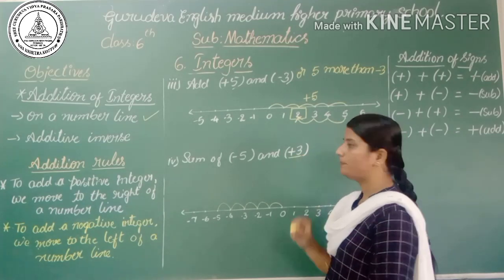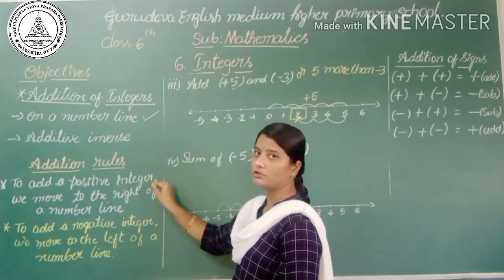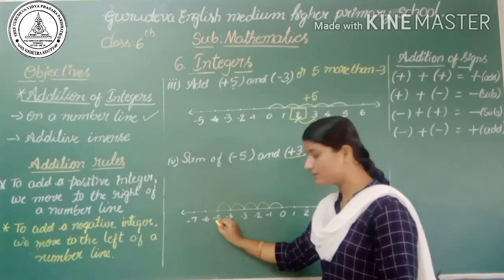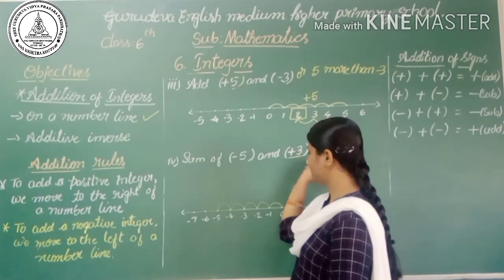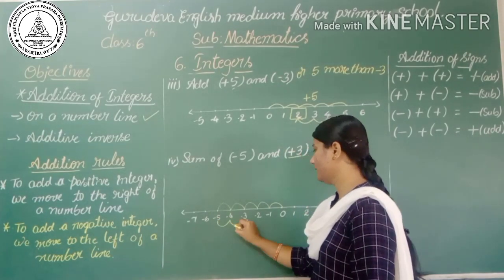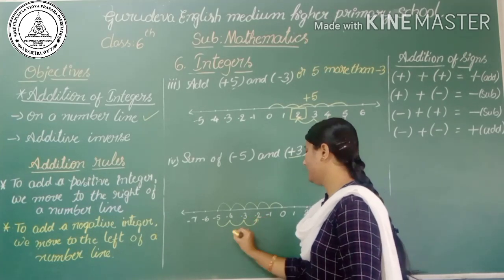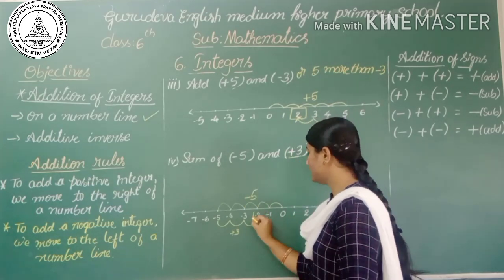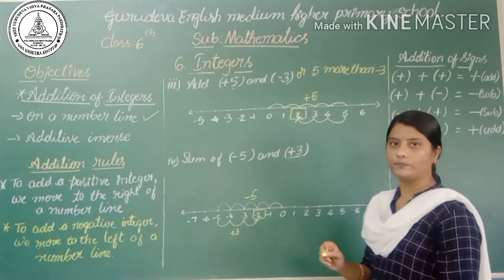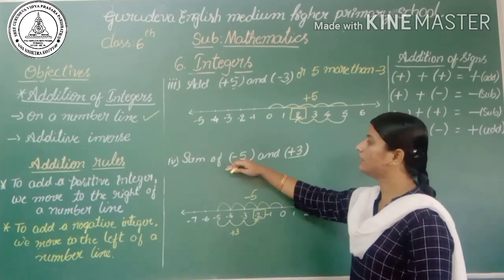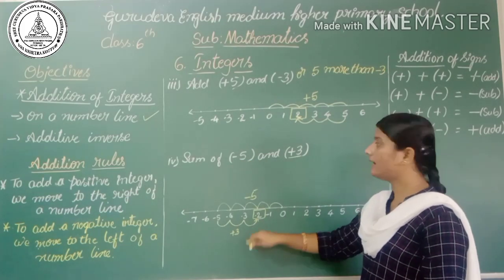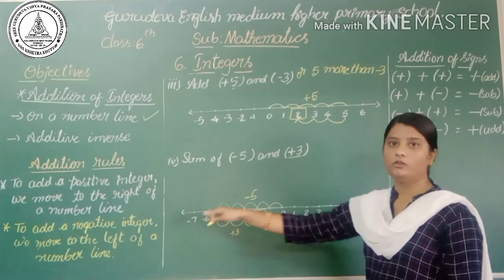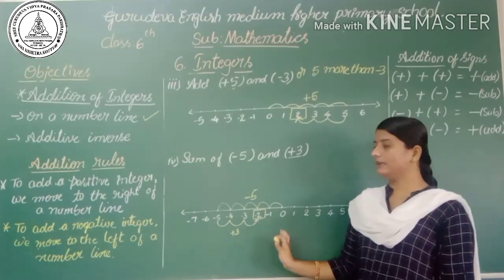Here it is a plus 3. If it is a positive integer, we move right on the number line. Here there is a minus 5, so we start from this point and go 3 steps to the right: 1, 2, 3. It is plus 3. So what do we get as the sum here? That is minus 2. First we have to mark the first integer on a number line, and if the other integer is positive we move right, and if it is negative we move left on the number line. Okay. Is it clear?